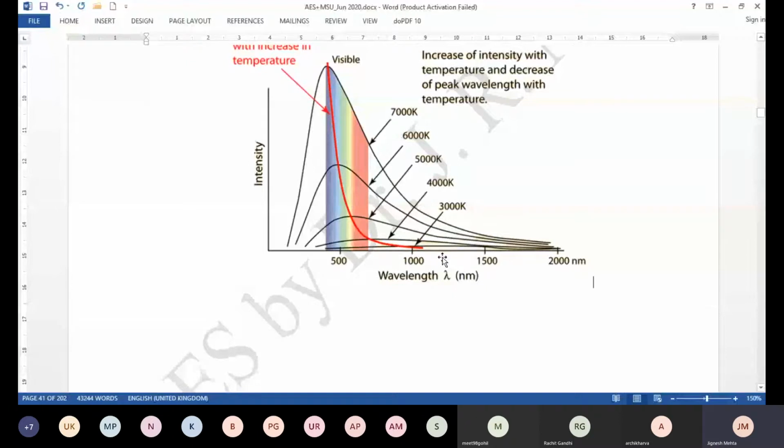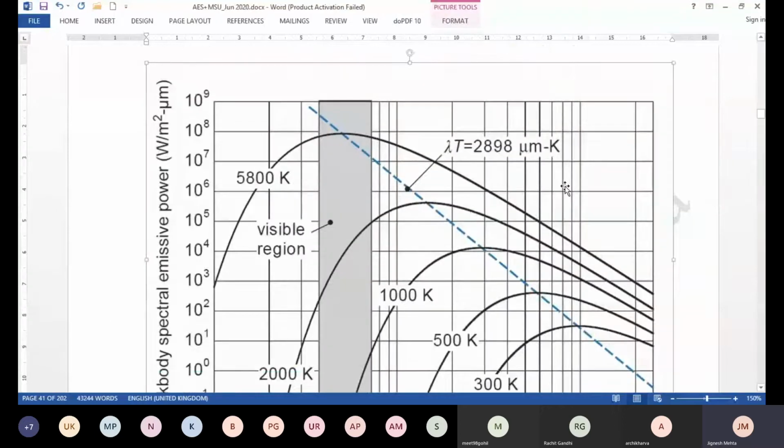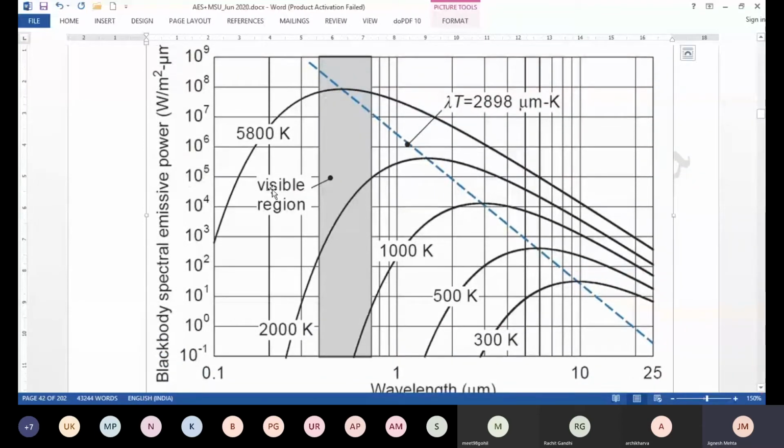declination angle. Then we also talked about the extraterrestrial solar radiation, and the sun is at around 5800 Kelvin. The assumption is that the sun is a black body with a surface temperature of 5800 Kelvin, and with wavelength this is how the spectral emissive power will vary, and the area below that shows the total energy content in the radiation. Okay.